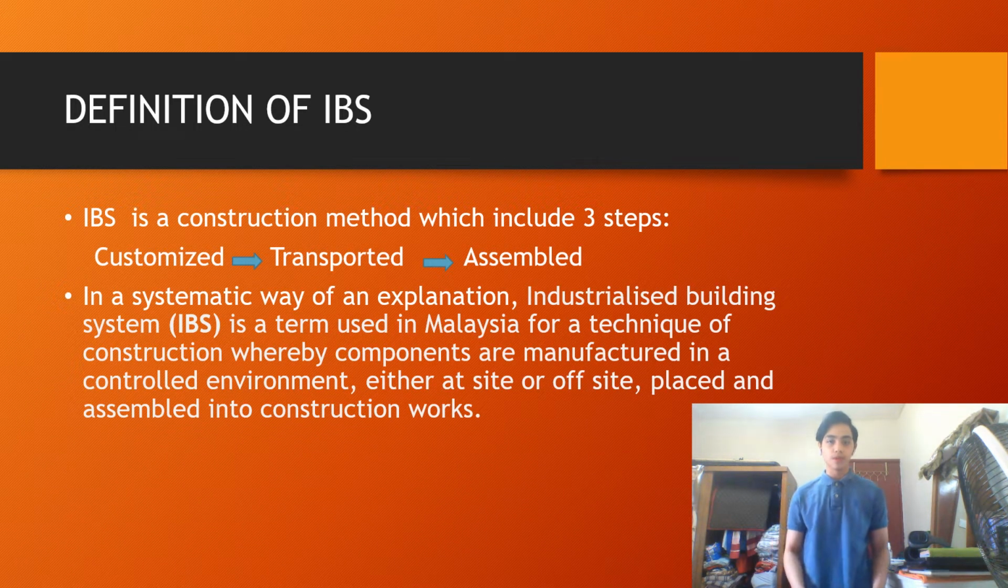So before we begin our presentation, we need to know what is IBS. IBS is a construction method which consists of 3 steps, which is customized, transported, and assembled. But in a systematic way of explanation, IBS or Industrialized Building System is actually a term used in Malaysia for a technique of construction where the components are manufactured in a controlled environment, either at site or off-site, placed and assembled into construction works.